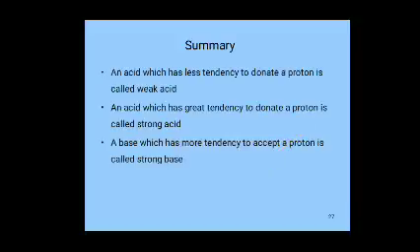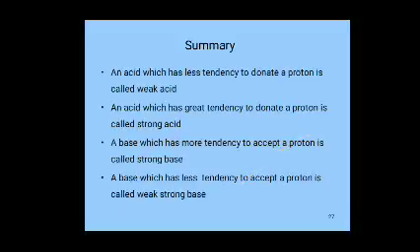A base which has more tendency to accept a proton is called a strong base. A base which has less tendency to accept a proton is called a weak base.